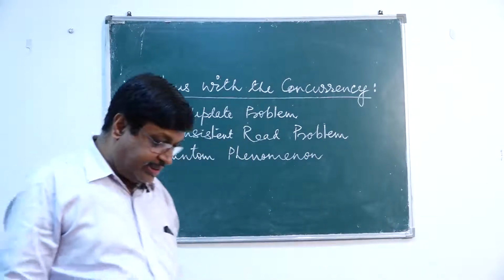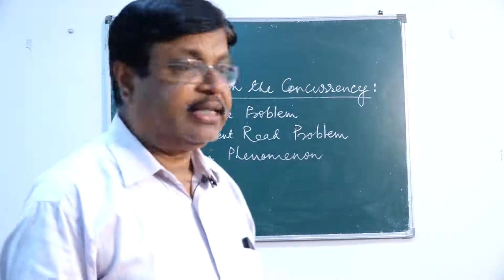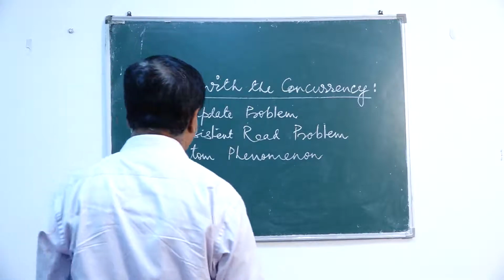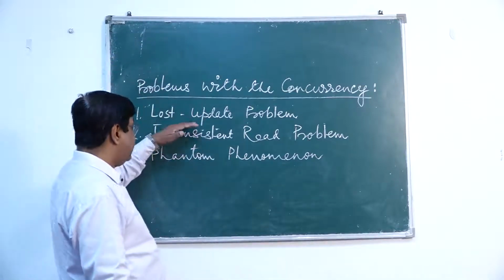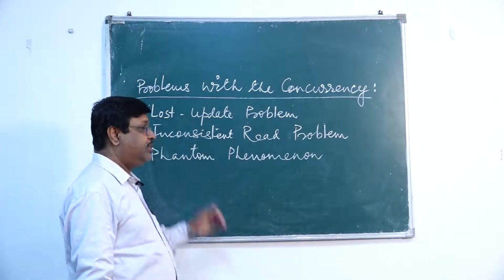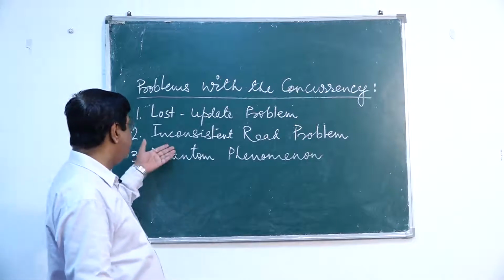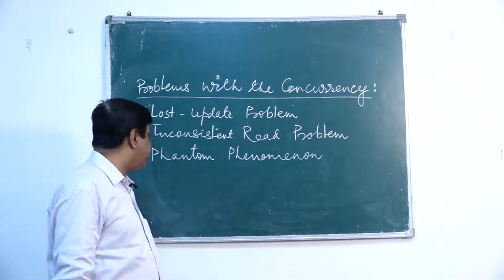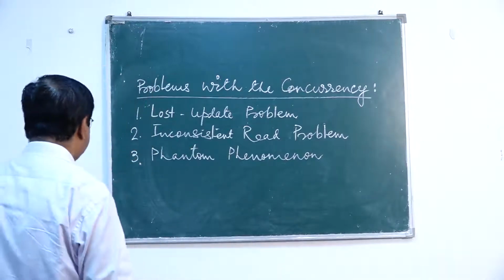So, during concurrency, because millions or billions of transactions take place simultaneously at the same time, there is a possibility of occurring these three problems. One is lost update problem, the second one is inconsistent read problem, and the third one is phantom phenomenon.